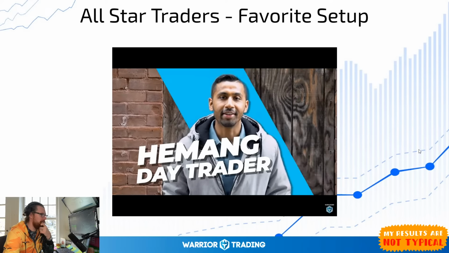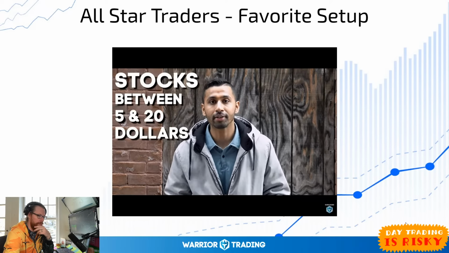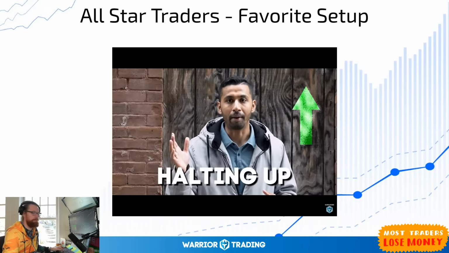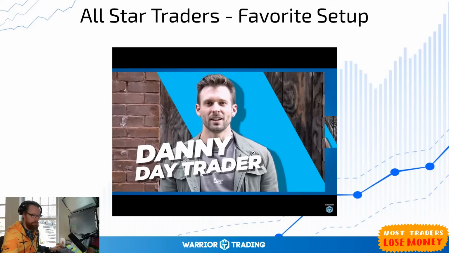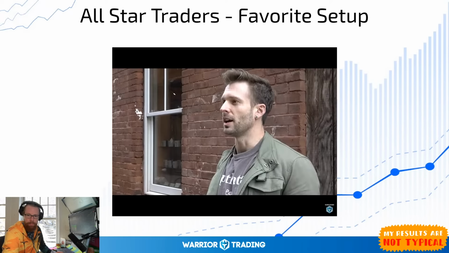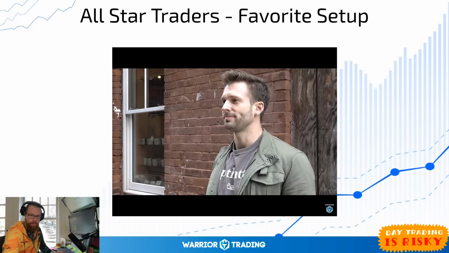All right, Hamam, let's see. My go-to setups are to trade stocks between $5 and $20 that are shooting up on momentum and are also hawking up. I typically like to trade breakouts, dips within the context of strength, and halts.